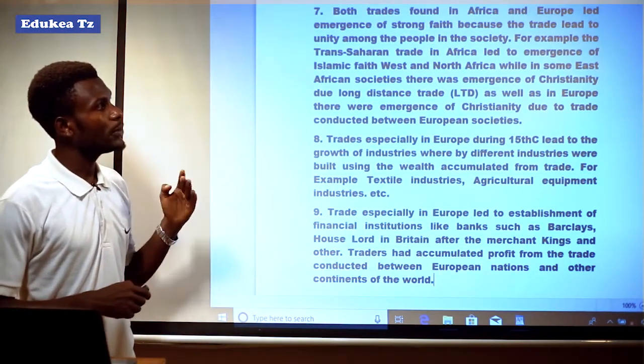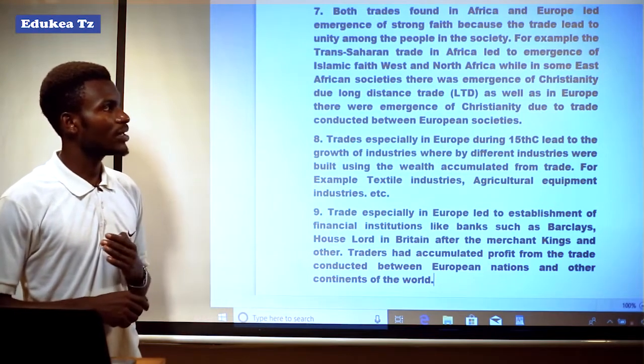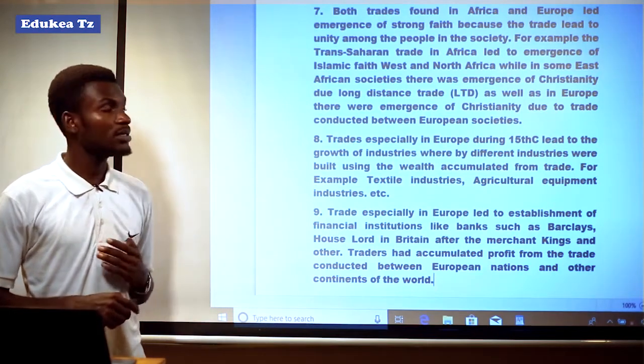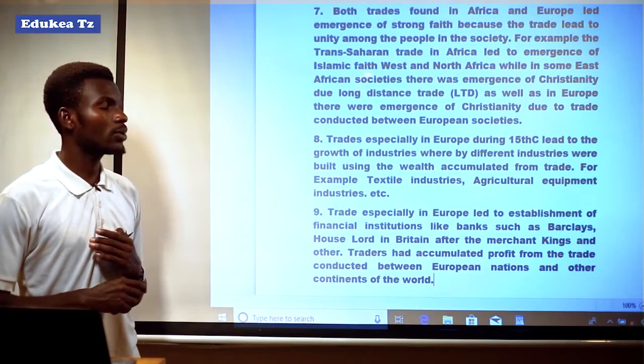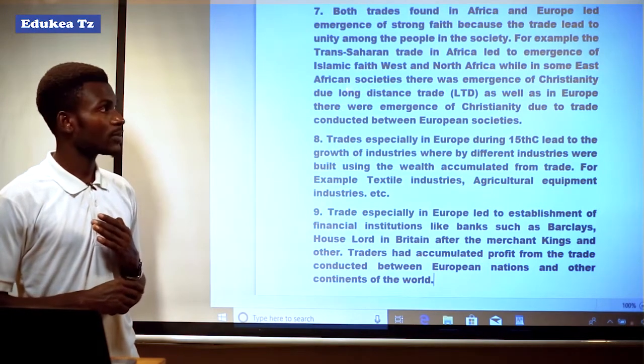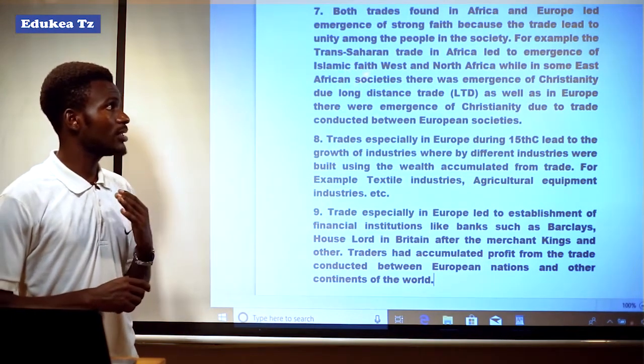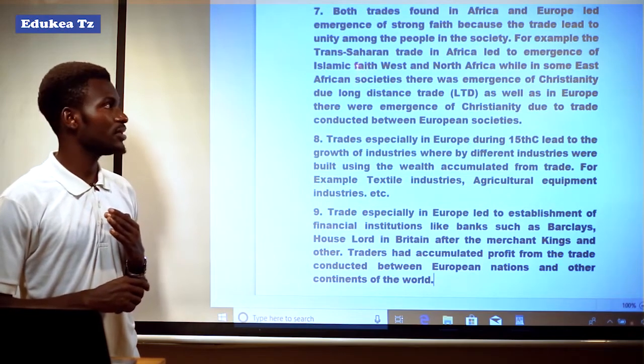It means that in both Africa and Europe there was the emergence of strong faiths. For example, in West Africa there was the emergence of the Islamic faith or Islamic religion that resulted from trans-Saharan trade.